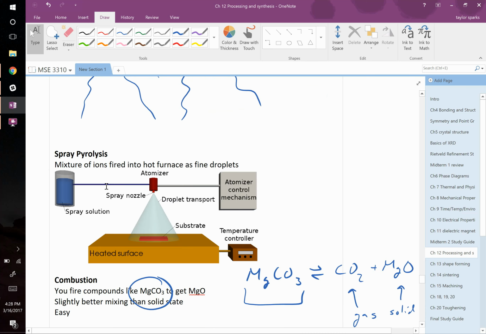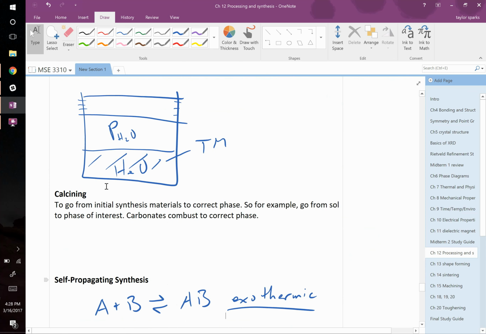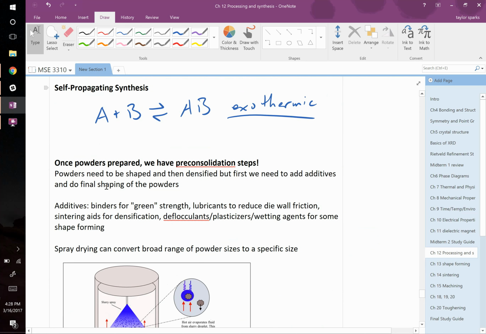Regardless of how you make your materials, right? We've described a whole bunch of different ways of making materials, and there's even more. There's certainly more, right? Once you make them, we now have what are called pre-consolidation steps. Consolidation is when you turn your powders and pack them together, getting them ready to densify or sinter. Well, oftentimes before you do that, you still have some steps to do. For one thing, you might need to add some additives, right? Prior to shaping and densifying them.